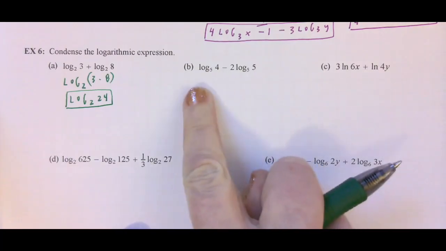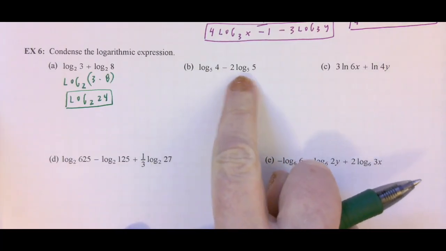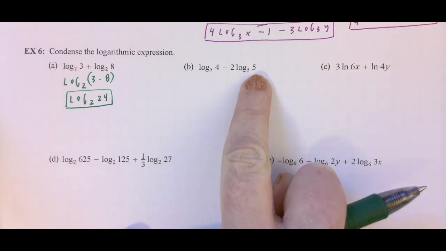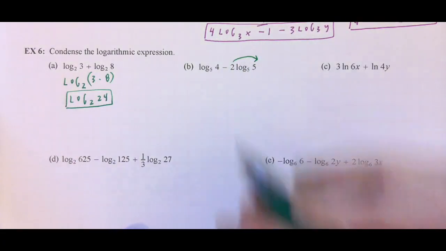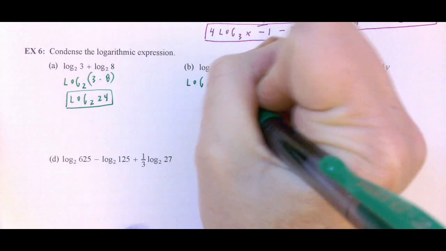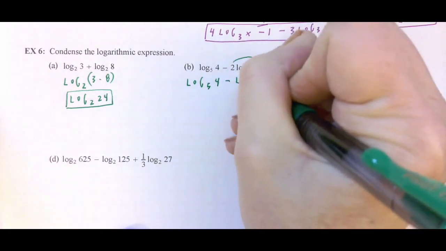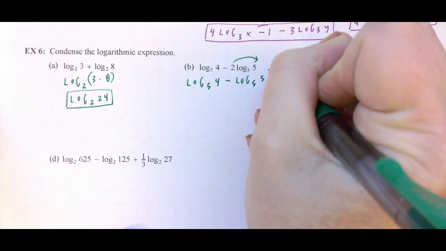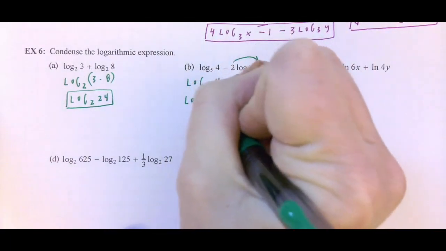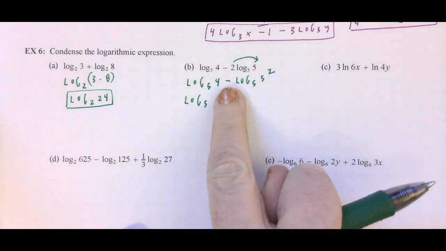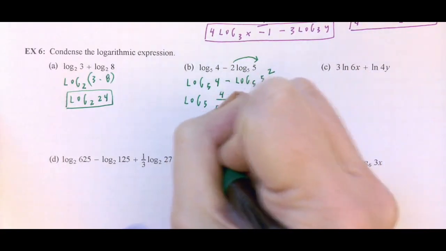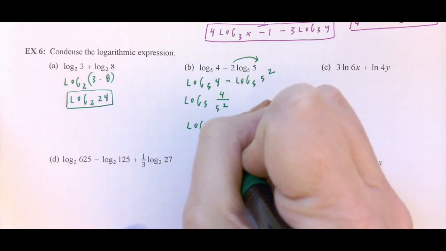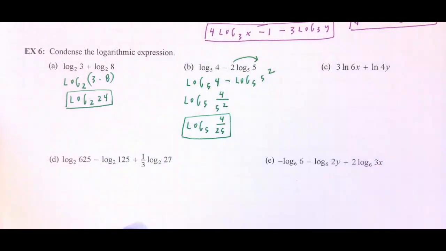Okay, over here, I have log base 5 of 4 minus 2 times log base 5 of 5, right? So that 2 should go back into the exponent position. So right now I have log base 5 of 4 minus log base 5 of 5 squared. Right now it's subtraction, so that becomes the quotient property, where I'm putting 4 over 5 squared, which would be 4 over 25 in that argument position. So log base 5 of 4 over 25.